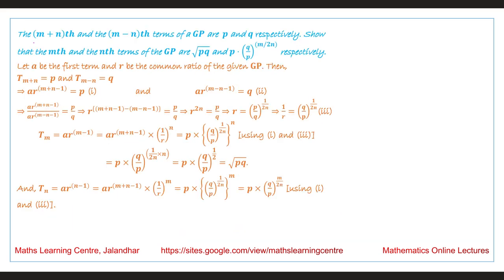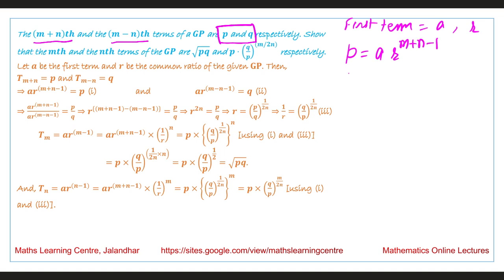Next is the m plus nth and m minus nth term of a GP are P and Q respectively. Suppose we are saying the first term is A and the common ratio is R. So what is being given to us is that P is equal to A R raised to the power m plus n minus 1, and Q is equal to A R raised to the power m minus n minus 1. Now if we divide both these equations, we will obtain P by Q is equal to R raised to the power m plus n minus 1 minus m plus n plus 1.